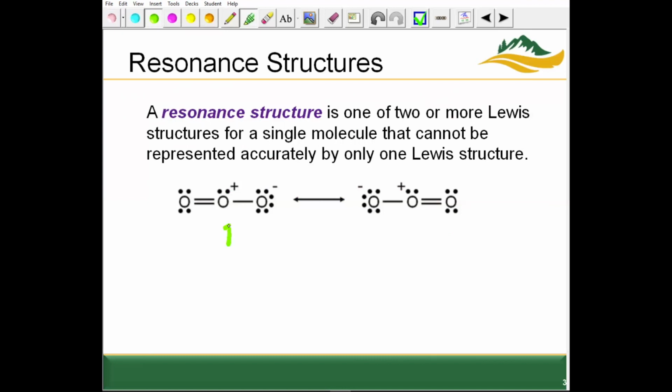In the resonance structure on the left, we have 1, 2, 3, 4, 5, 6, 7, 8 for this oxygen. Then 1, 2, 3, 4, 5, 6, 7, 8 for this oxygen. Then 1, 2, 3, 4, 5, 6, 7, 8 for this oxygen. So all 3 of these oxygens have a satisfied octet. This is a viable resonance structure.